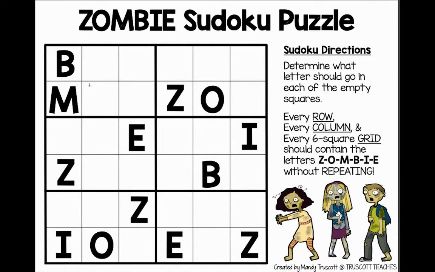So this is something that's hard. Sudokus are hard. So maybe you find a grown-up in your house or an older brother or sibling, and maybe you work on it together. But you need to figure out how ZOMBIE can be in this column, this column, this column, this row. You can't use any letter twice. So I would really suggest doing it in light pencil first.